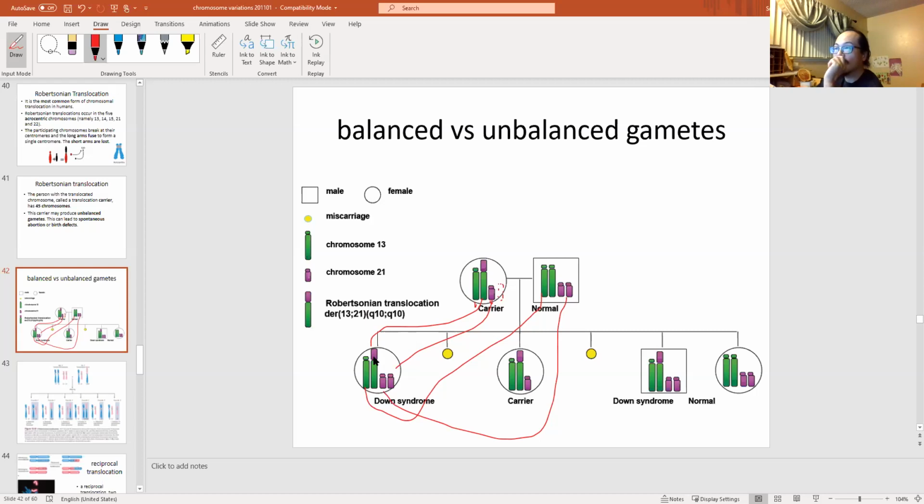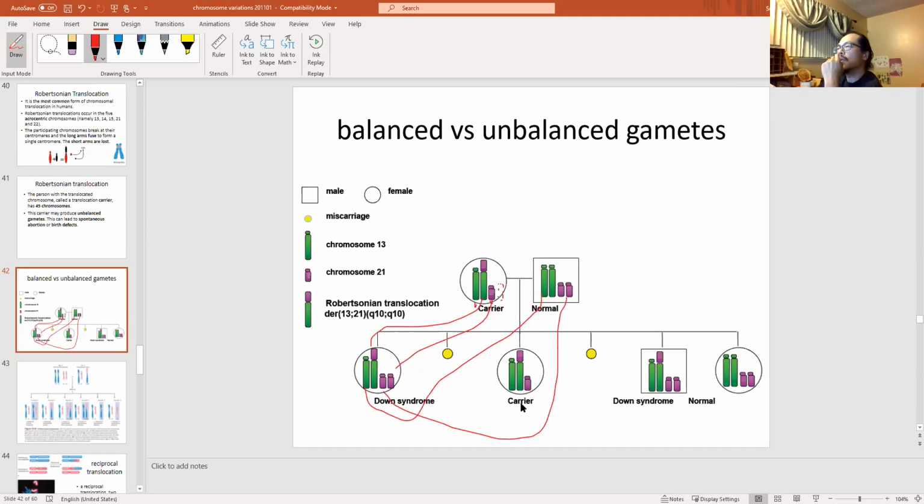You have three 21s. You have a condition like trisomy 21, Down syndrome. It's not exactly trisomy, but with this long arm, basically you have 3 sets here. So this is the typical example of the unbalanced gametes.